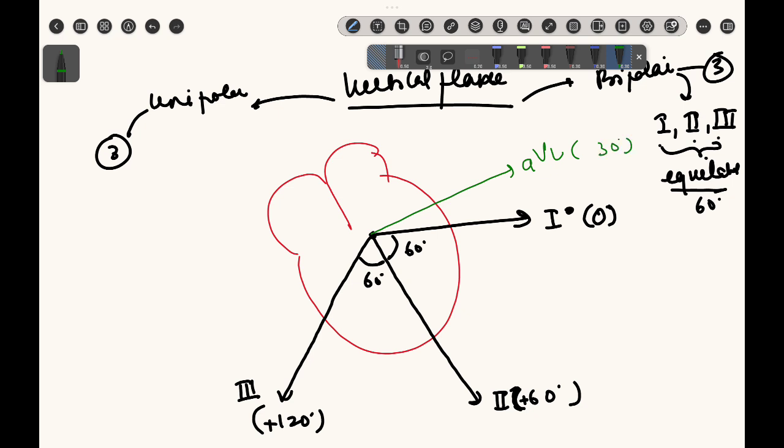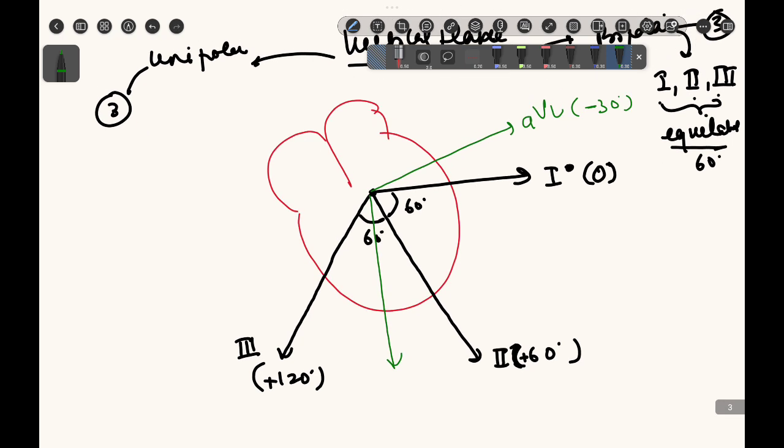Now, the decision factor for negative or positive is very simple. Since they're going away from the normal axis of the heart, these will be negative. This AVL will be minus 30 degrees. This is for the left side, left arm. That's why it's called AVL. Then there is a 90 degree angle from lead number 1. This is augmented for foot. Now this is toward the downward side of the heart. This will be 90 degrees, but it will be positive.